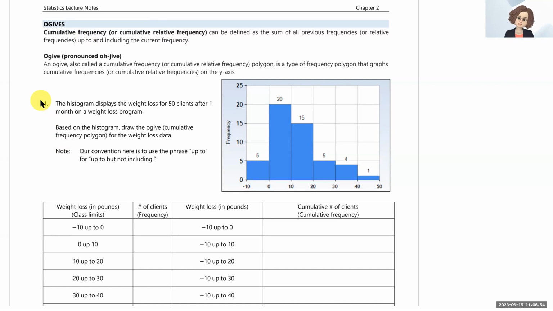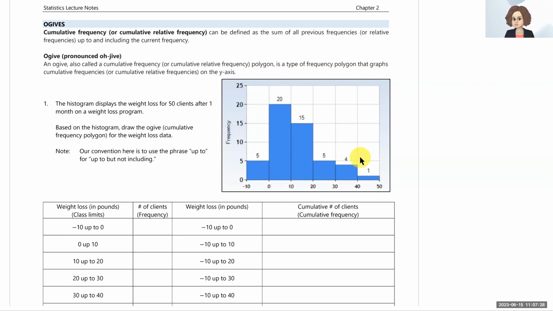So the histogram displays the weight loss for 50 clients after 1 month on a weight loss program. If you check out the x-axis here, this will be weight loss, and negative 10 pounds up to, but not including, 0 pounds. So those 5 people had negative weight loss on the weight loss program, but actually negative weight loss would mean they gained weight. And then 0 pound weight loss up to, but not including, 10 pounds, we had 20 people in that group, etc.